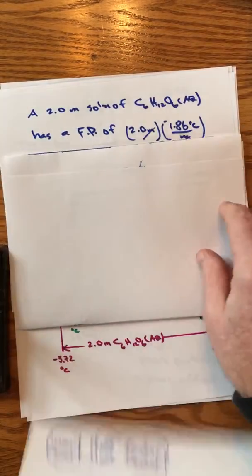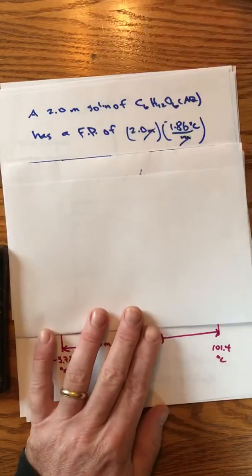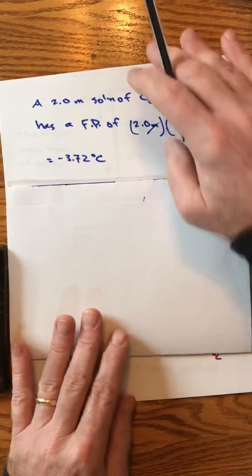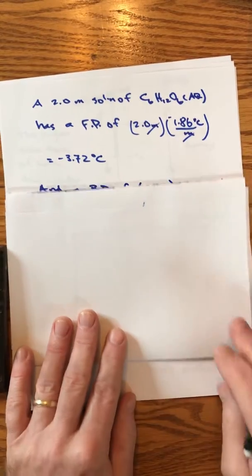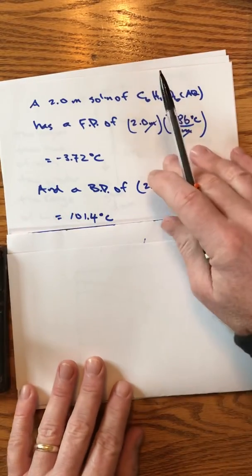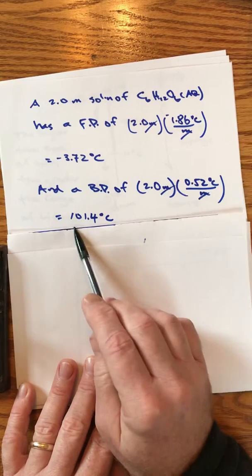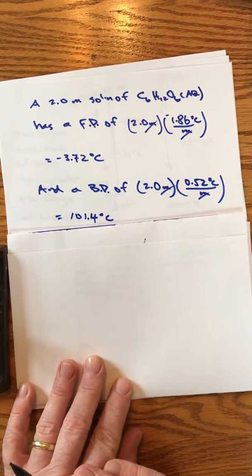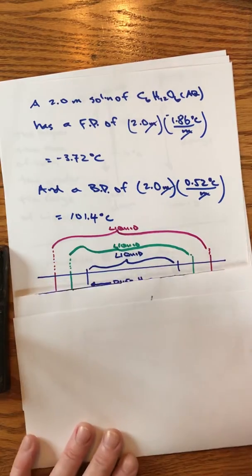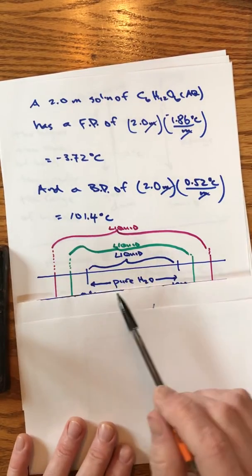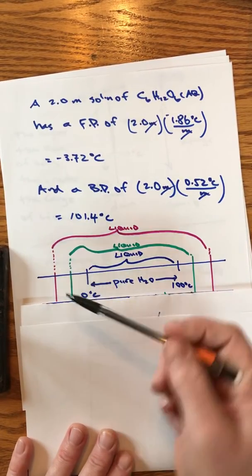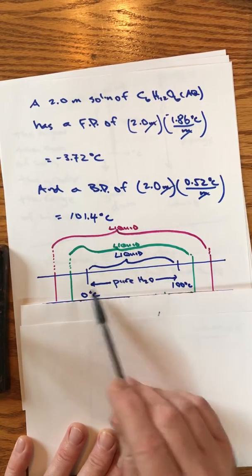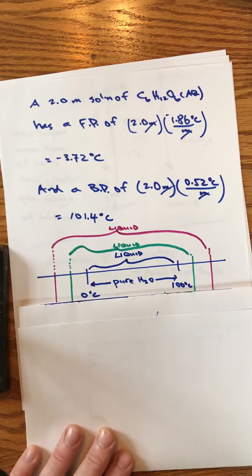And if it's 2 molal, it's going to be twice as far. So 2 times 1.86, negative 3.72 for its freezing point, and 2 times 0.52, which is 101.04 for the boiling point. So you add it on to 100 or subtract it from 0. So what you're doing is you're extending the liquid range. So here's pure water. Below here to the left it would be solid, above here it would be gas, but it's liquid between 0 and 100 degrees Celsius.